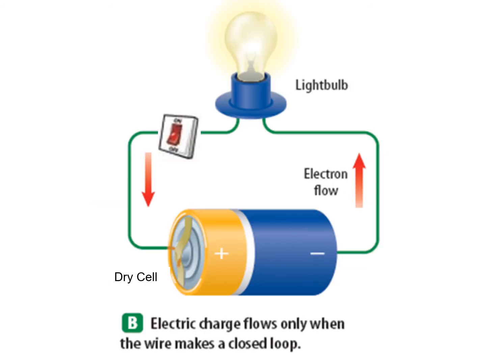In a circuit, when the switch is closed, the dry cell or the voltage source will push the electrons or the charges through the wire into the light bulb. Then the electrons will flow again through the wire back to the dry cell, and the process continues.